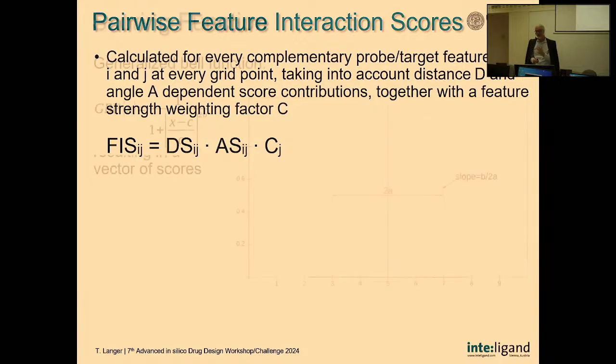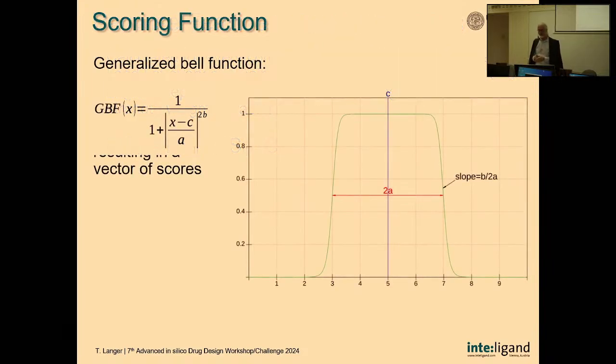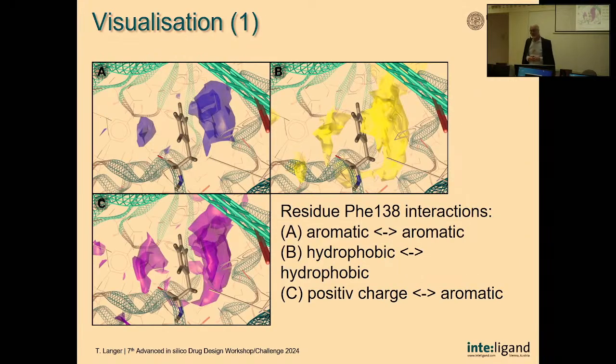The function that we use is a generalized Bell function. It's not a Gaussian, because it's a little bit steeper. It works really well for this. And then we can look at these interactions. Here we look, for instance, at a phenylalanine, and we see the regions for aromatic interactions, for aromatic hydrophobic interactions, or hydrophobic and positive charge aromatic, without having to look into the ligand site. It's only based on the protein and on the movement of the side chains and the backbone.